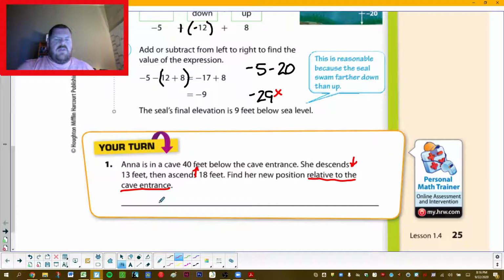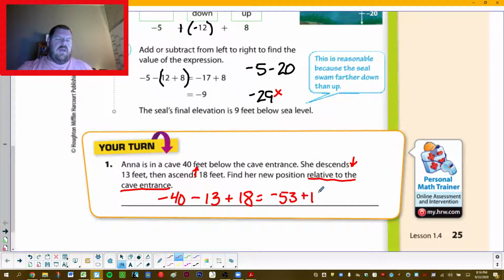She starts at -40 because she starts 40 feet below the cave entrance. Then she descends 13 feet, so she goes down 13 feet, and then she ascends 18 feet. And we get a very similar problem to the one before. We use whatever tricks we have to do negative 40 minus 13. Like I mentioned in class, I always think of a number line, and I think of this minus as going left. So I'm starting at negative 40 and I'm going back 13 more. That's going to end me at negative 53.